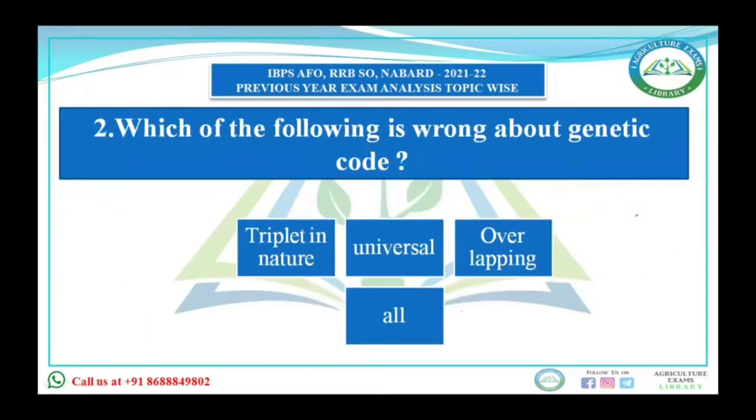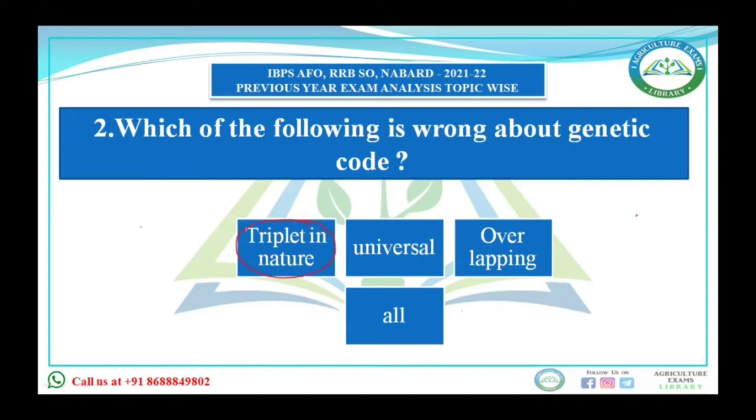Which of the following is wrong about the genetic code? In the genetic code, there are codons and anticodons, which code for specific amino acids, and in turn amino acids are responsible for the formation of protein. A total of 20 amino acids are necessary for the formation of protein. The question is which of the following is wrong about the genetic code. First is triplet in nature.